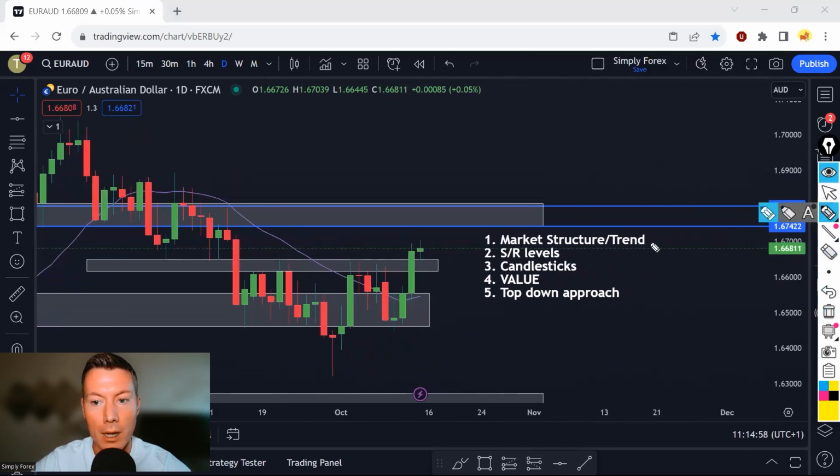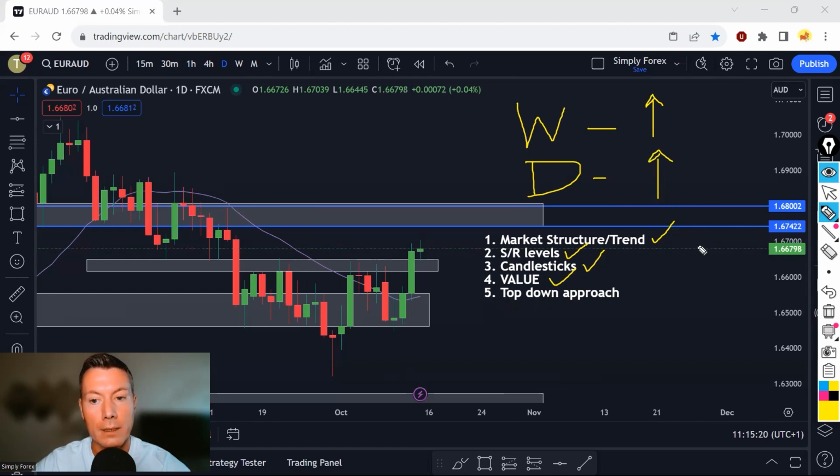The daily said market structure, yeah, we can buy it. Support resistance levels, looks like a buy. Candlesticks, bullish, looks like a buy. And we have value. So now, if you think about it, guys, weekly has told you to buy this pair, and daily has told you to buy this pair. All right, so this goes on my list of trades.